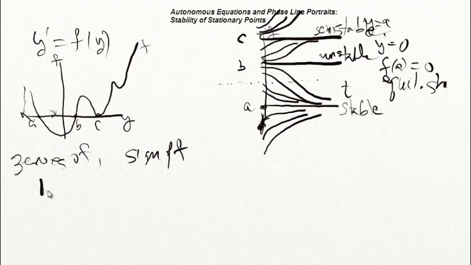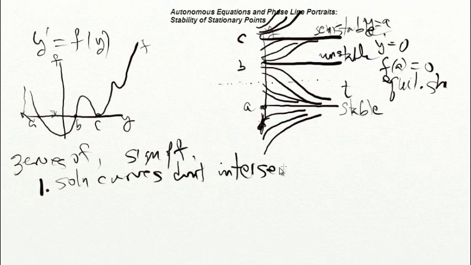So here they are. First point. The solution curves don't intersect. Why don't the solution curves intersect? That's purely because of the existence and uniqueness theorem. If 2 solution curves intersected, that would say that I have 2 solutions going through the same point. So if I take that point as my initial data, I would be contradicting the existence and uniqueness theorem. So solution curves don't intersect.